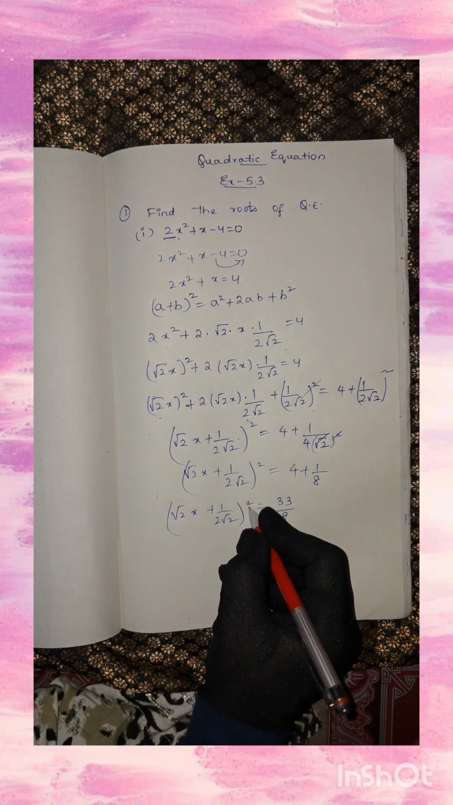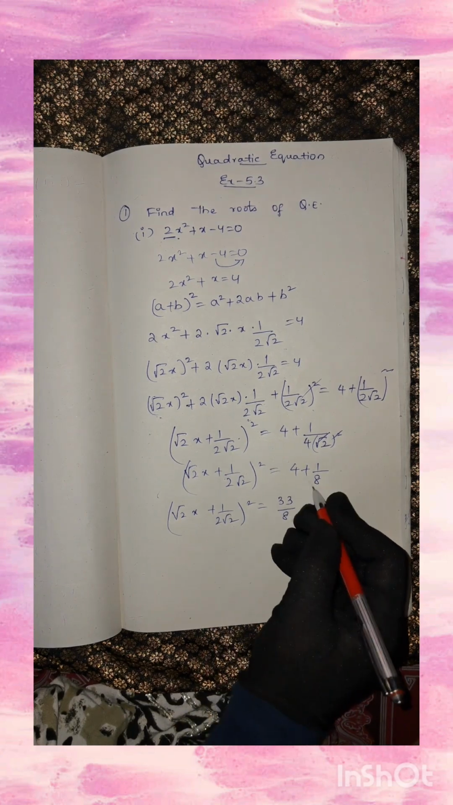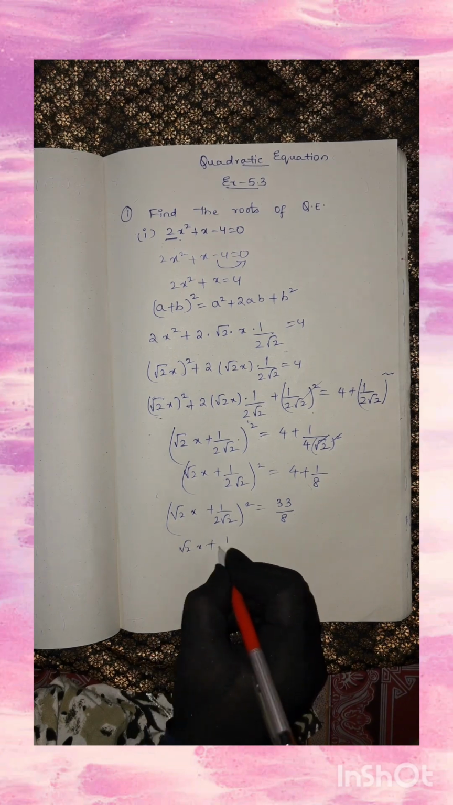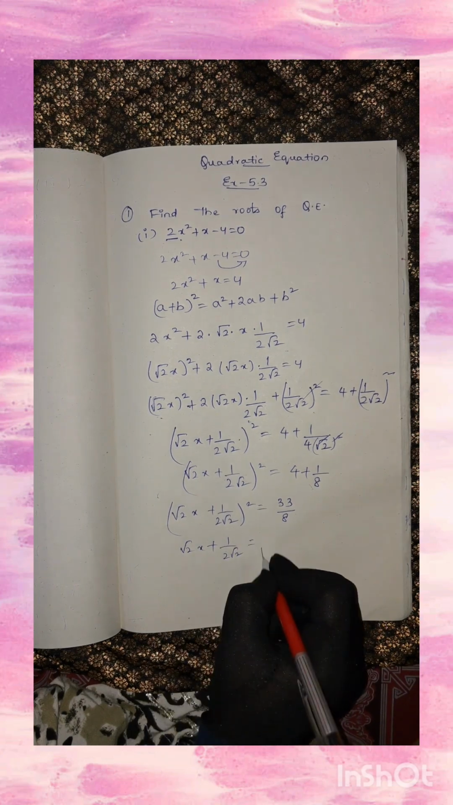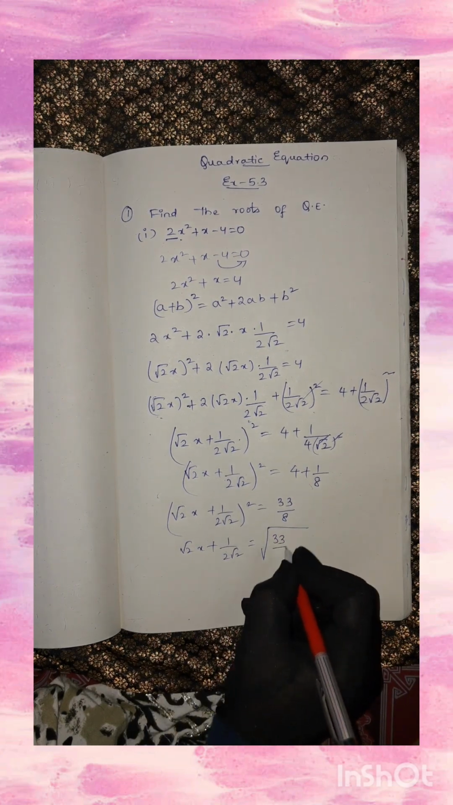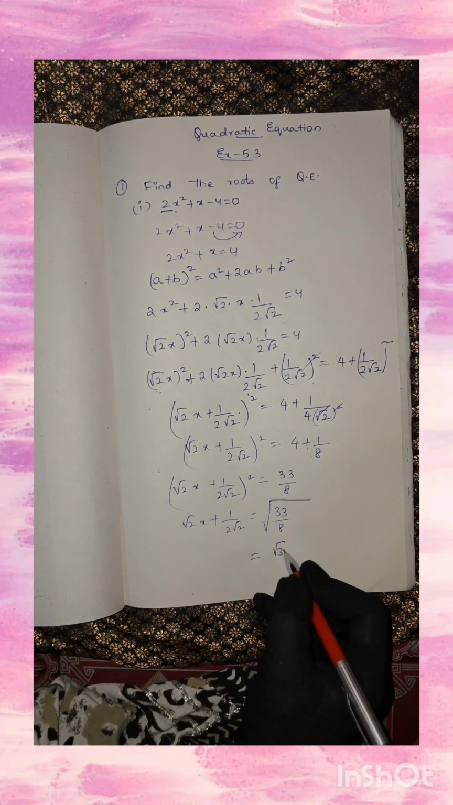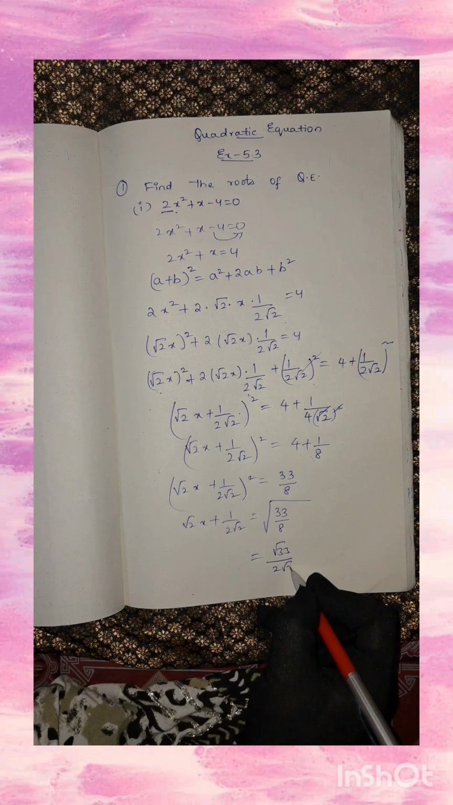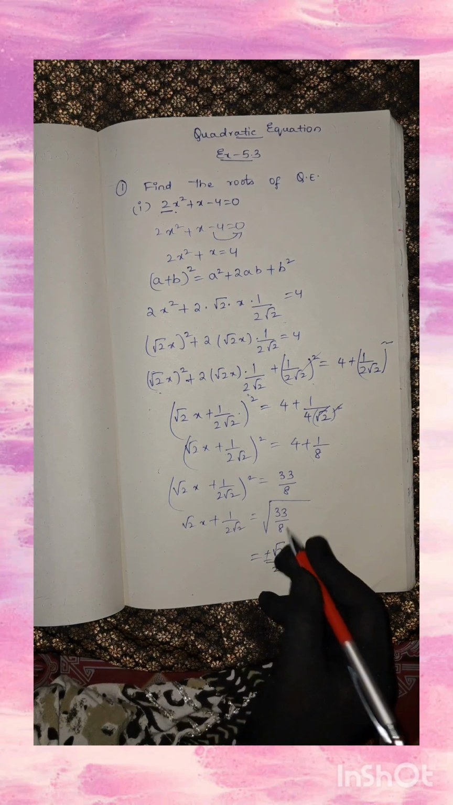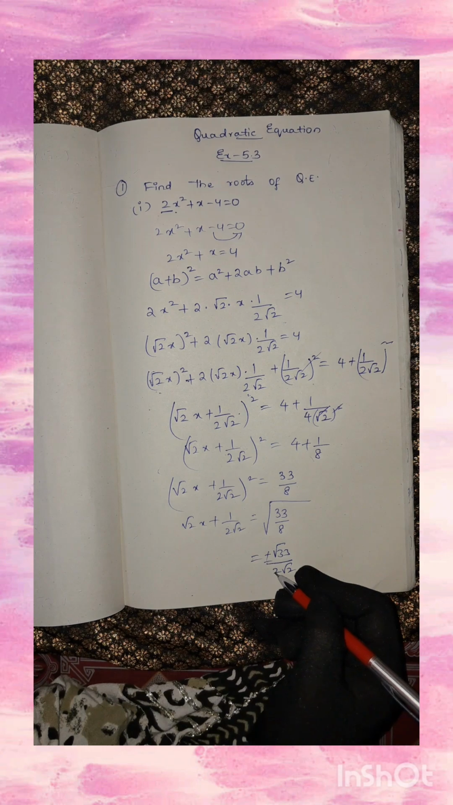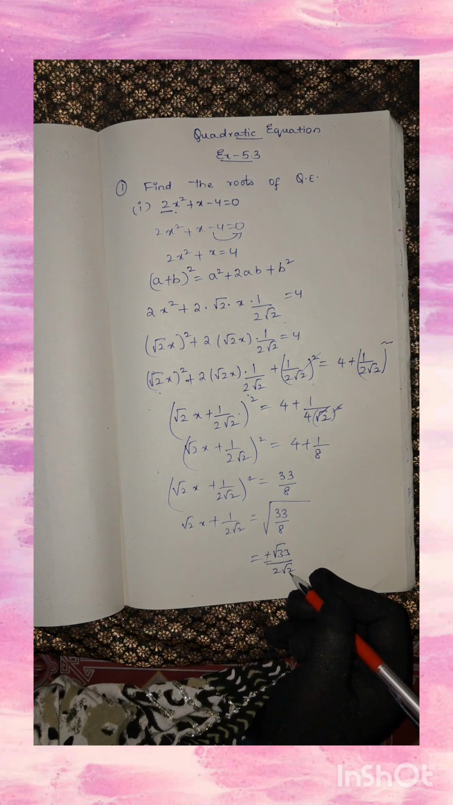Okay, so if I am removing the square, the root will be sent to that side. So root 2x plus 1 by 2 root 2 is equal to plus or minus under root of 33 by 8, right? Or else we can write it as root 33 by 2 root 2, plus or minus. Root 8 can be written as 2 root 2, right? Because 2 into 2 is 4, so 1 two is outside, 4 into 2 is 8. So 2 root 2.